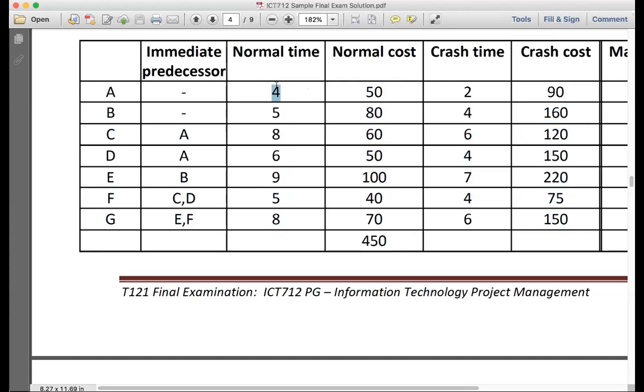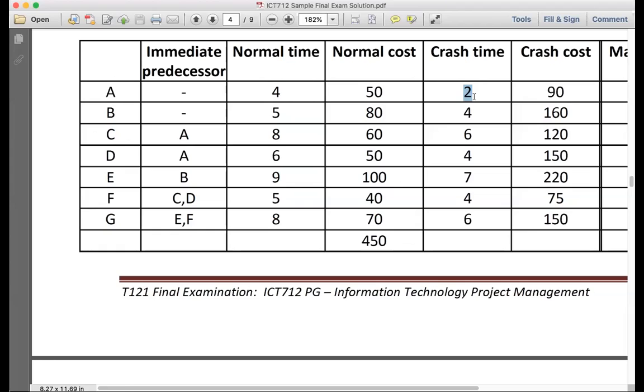So this is the normal time, and that's the crash time. What's the difference between the normal time and the crash time? Okay, so there's 2 days. So you can finish the project 2 days earlier. Because normal time is 4, if you finish it in 2, you finish it quicker. So you can save 2 days. The difference is 2 days, so you can reduce your project by 2 days by crashing that activity. Does that make sense?